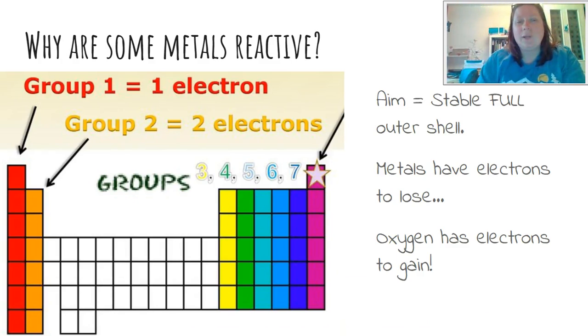Metals in group 1 and metals in group 2 are fairly reactive. This is because they have extra electrons in their outer shell that they would like to get rid of, so that they have a stable full outer shell. All elements aim to have 8 electrons in their outer shell. Oxygen has spaces. Oxygen is in group 6, so it would like to gain 2 electrons to fill its outer shell, so it will react readily with these metals.